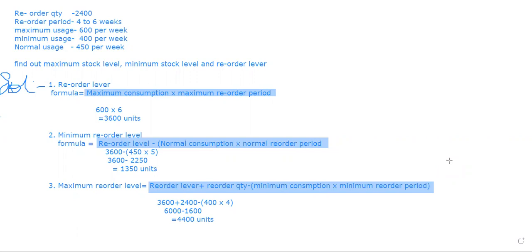Now let's go for one more method, that is EOQ, economic order quantity. So economic order quantity, as the word itself says, is like, I want to invest because I'm into production. So I want to purchase my quantity in such a manner that my price should be very minimal.